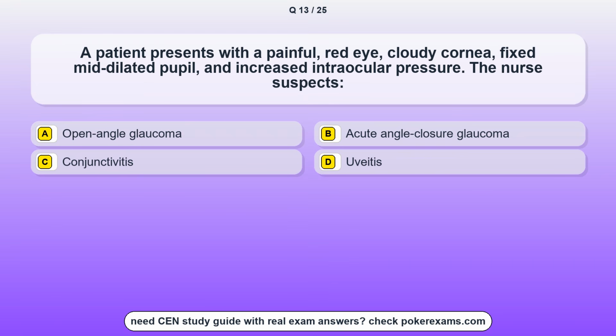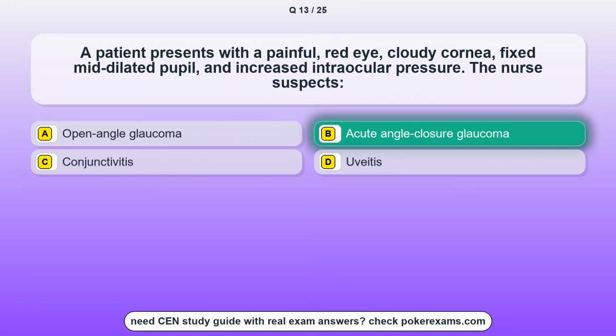Question 13. A patient presents with a painful, red eye, cloudy cornea, fixed mid-dilated pupil, and increased intraocular pressure. The nurse suspects: option A, open-angle glaucoma. Option B, acute angle-closure glaucoma. Option C, conjunctivitis. Option D, uveitis.